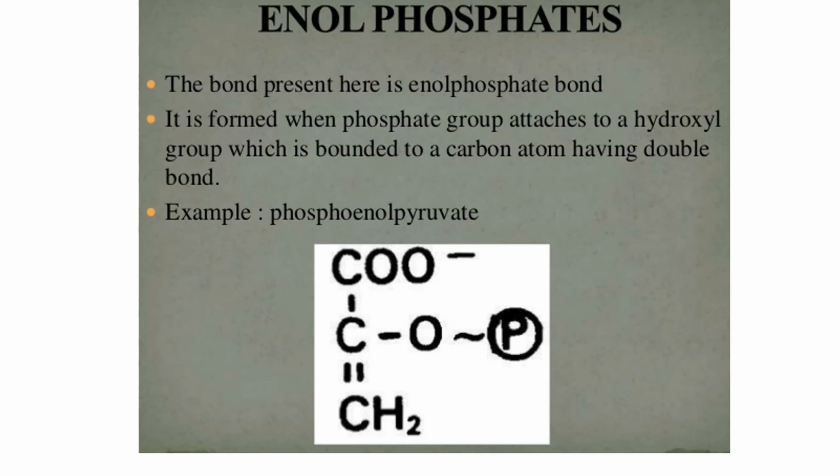Here you can see the enol phosphates. The bond present in this diagram here is the enol phosphate bond. It is formed when a phosphate group attaches to a hydroxyl group which is bonded to a carbon atom having a double bond. So here you have an enol phosphate bond. The bond is formed when the phosphate is attached to a hydroxyl group. This hydroxyl group is attached to a carbon, and the carbon has a double bonded structure.